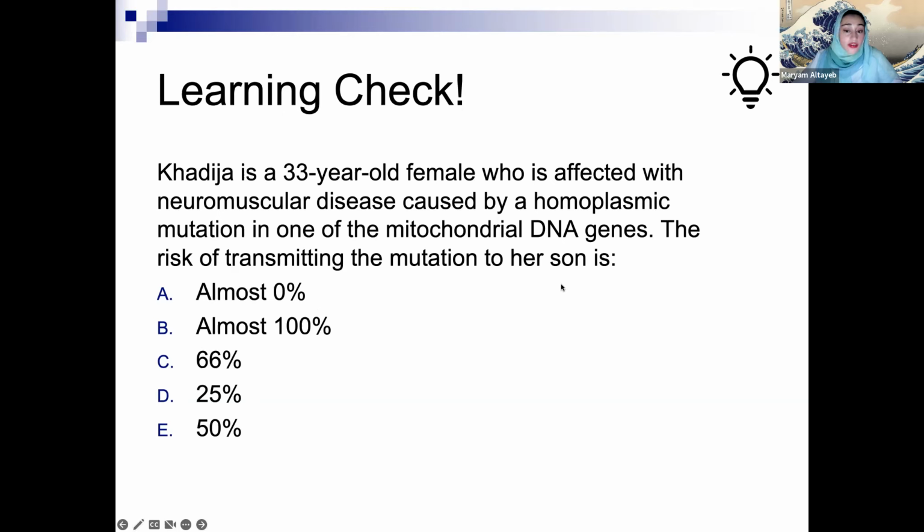Okay, so if I asked you, what is the risk of transmitting the mutation to her daughter instead of her son, what would the answer be? What do you guys think? Still B, exactly. So your mitochondrial DNA does not differentiate male, female. It's not like your X chromosomes. Okay, so the risk would always be 100% of transmission because it is only transmitted from the mother.